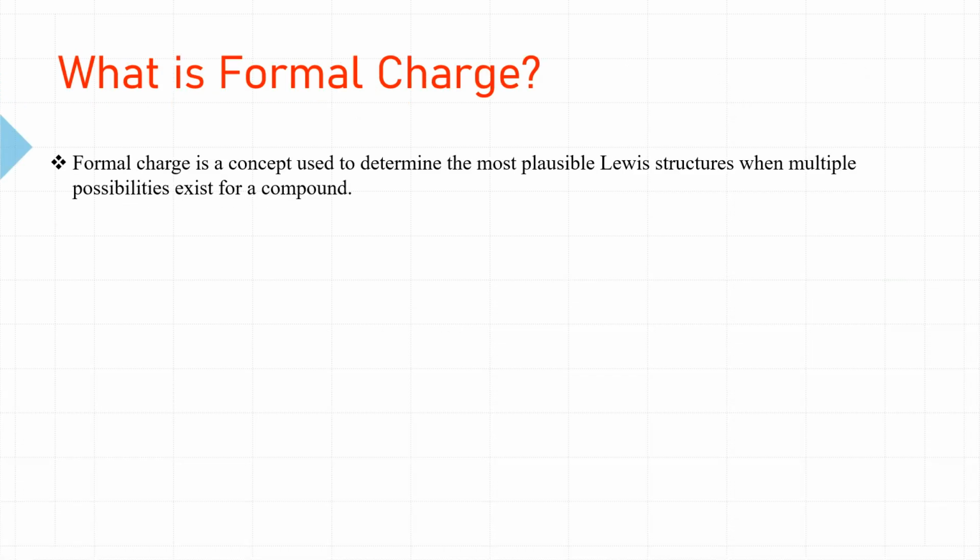What is the formal charge? Formal charge is a concept used to determine the most plausible Lewis structure if there are multiple Lewis structures possible for a given molecule or ion. We have a formula: formal charge is equal to valence electrons minus associated electrons.